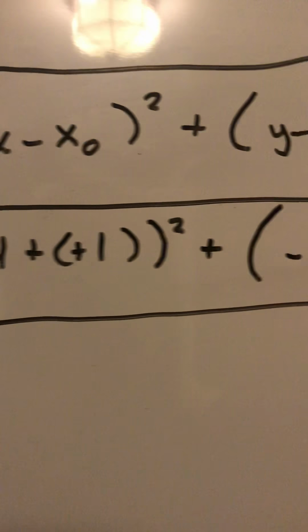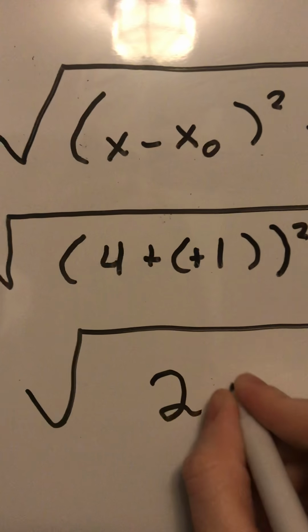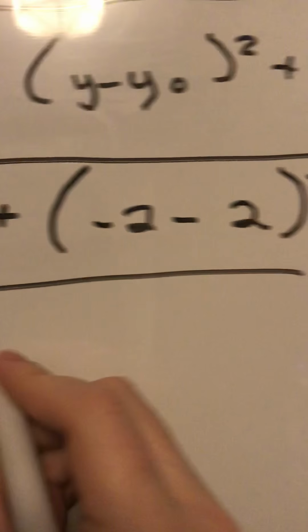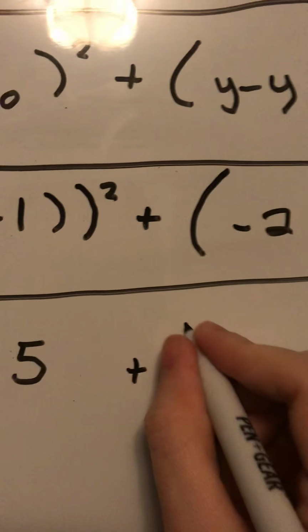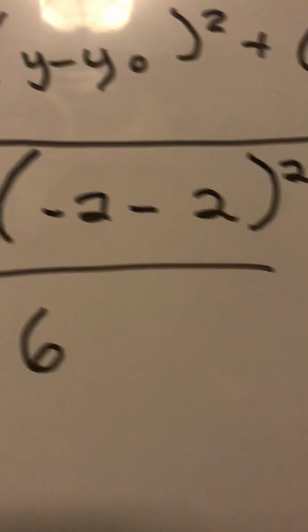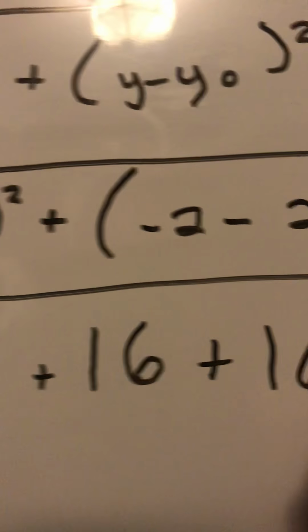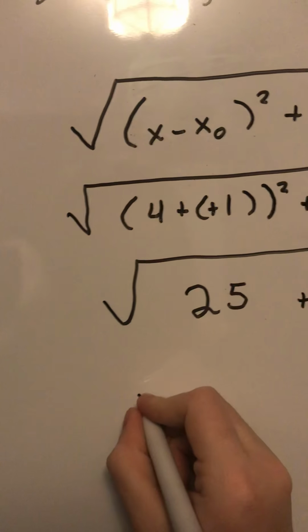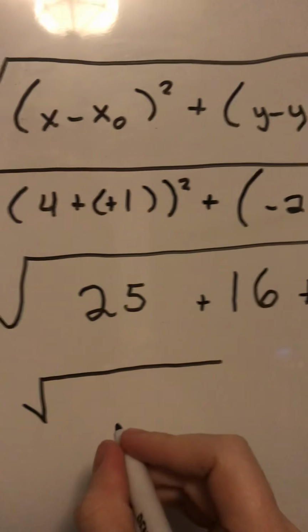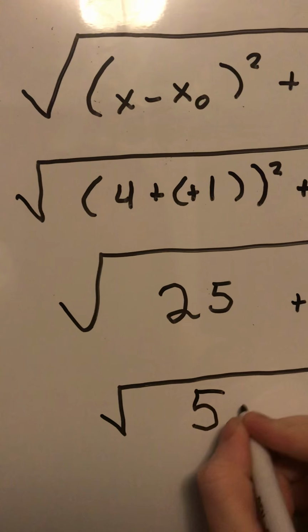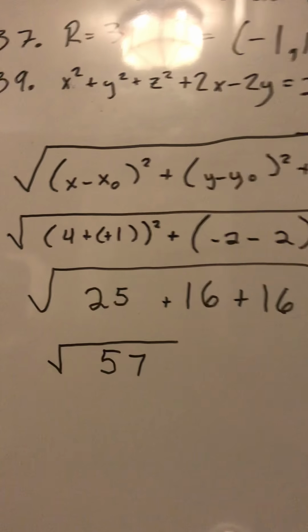So just simplifying that out, we have 4 plus 1 is 5. 5 squared is 25. Then we have -2 minus 2, which will be -4 squared, which is 16. 1 plus 3 is 4, squared is 16. And then we just add under there. 16 plus 16 is 32, plus 25 is 57. And that is number 31.